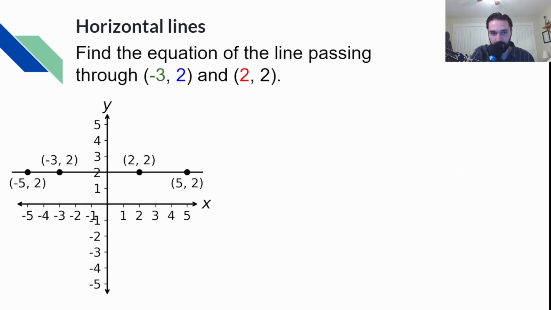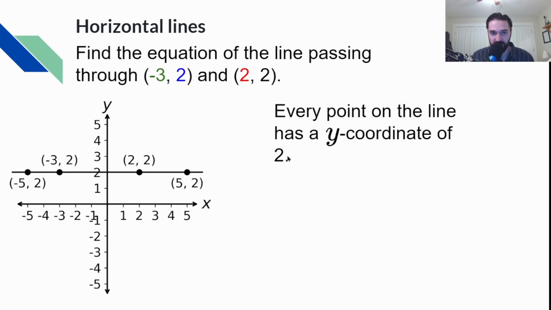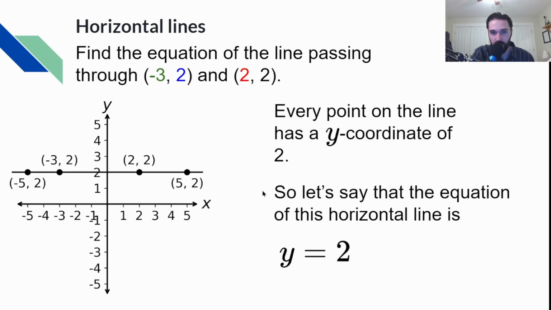Let's plot a couple more points on this line to see what's happening. Here I have (-5, 2), (-3, 2), (2, 2), and (5, 2). Notice that the y value of every point is equal to 2. Every point on the line has a y coordinate of 2. So the equation of this horizontal line is y equals 2. That's our final answer.